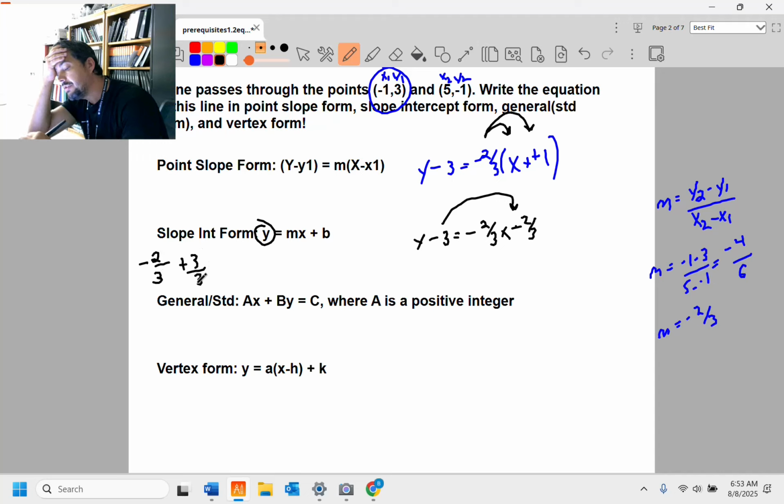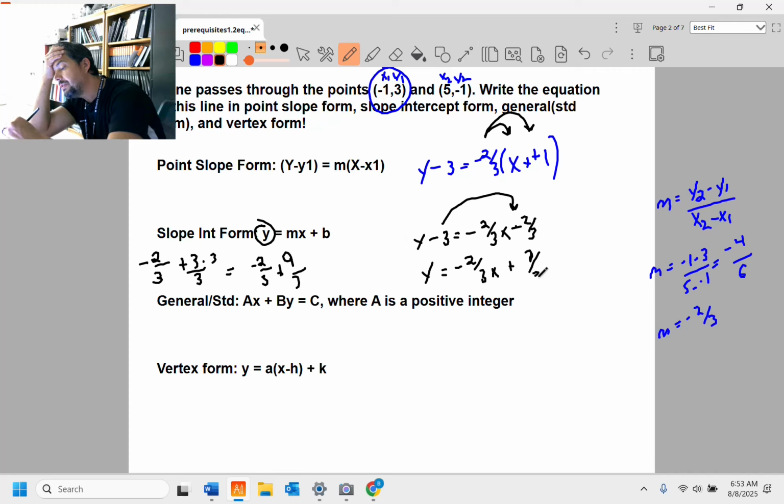So I'm going to introduce a 3 in the denominator, and if I do it to the denominator, I have to introduce it to the numerator. And 3 times 3 is 9, so negative 2/3 plus 9/3 is what I'm looking for. And 9 plus a negative 2 is 7. So here is my slope intercept form. Negative 2 plus 9, 7, both pieces over 3, 7/3.